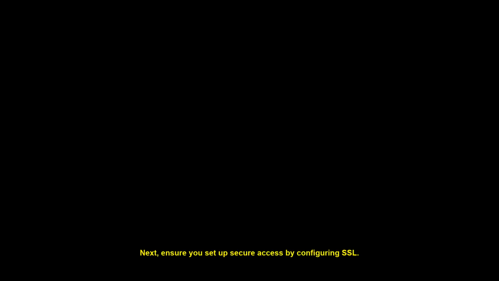Next, ensure you set up secure access by configuring SSL. Navigate to the Settings menu again, then select General. Here, find the SSL options and click to configure. You can use Let's Encrypt or another SSL certificate provider for this purpose.